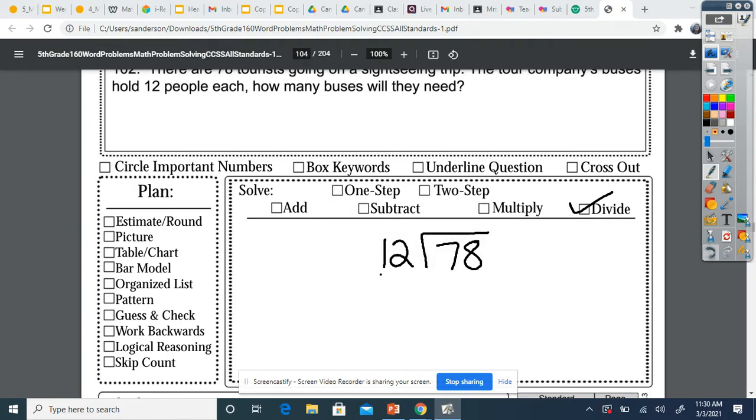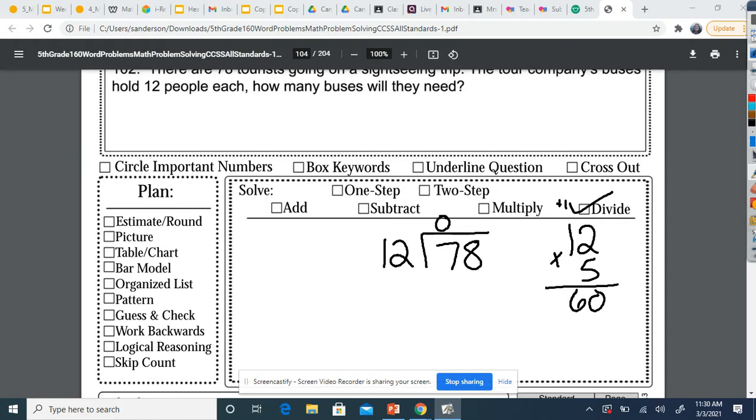First step, I need to see how many times 12 goes into 7. 12 is bigger than 7, so it cannot go in, so it's just a 0. Next, I need to see how many times 12 goes into 78. So we can do this by guessing and checking. That's when we come over here and do some multiplication. So I'm just going to start with 12 times 5 to see what I get. 5 times 2 is 10. Carry my 1. 5 times 1 is 5. Plus 1 is 6. So we haven't gone over yet.